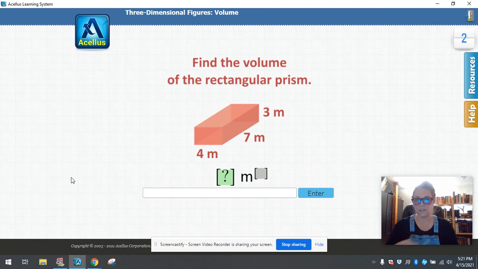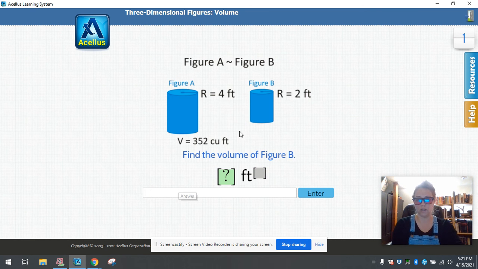All right, this is an easy one. It says find the volume of the rectangular prism. Great. All I have to do is multiply the length times the width times the height. So I'm going to go 4 times 7 times 3. 3 times 7 is 21. Times 4 would be 84. 84 meters cubed.